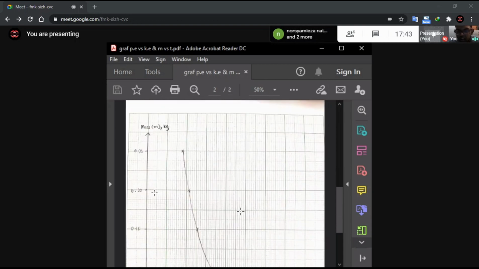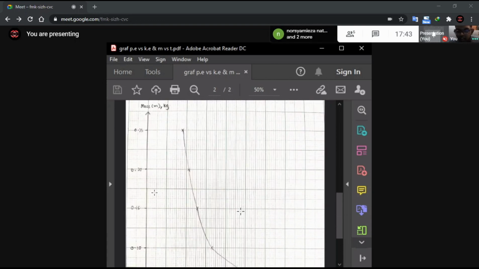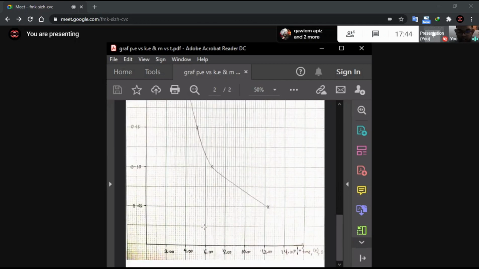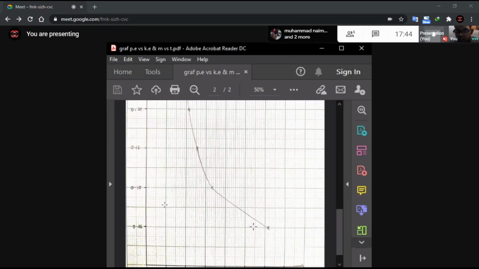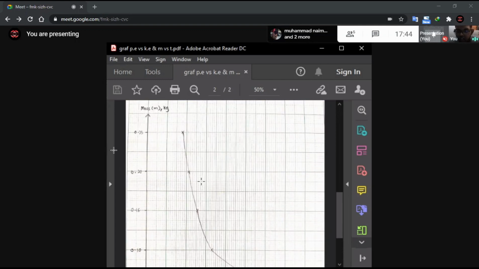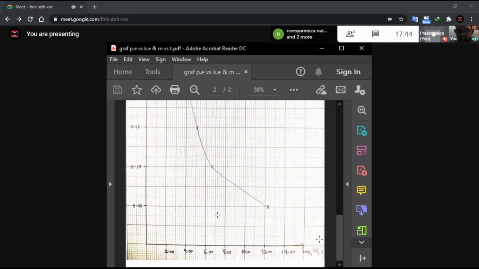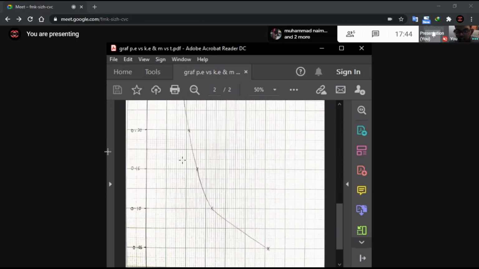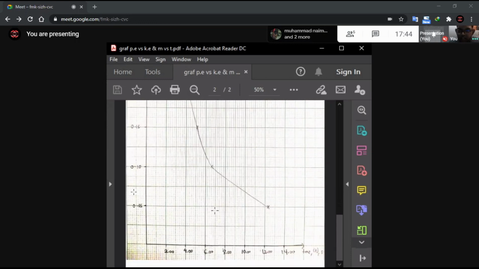Now this is the second graph, which is mass versus time. We can see that this is the y-axis labeled as mass, and this is the x-axis labeled as time. This is the graph that we have obtained from the result.